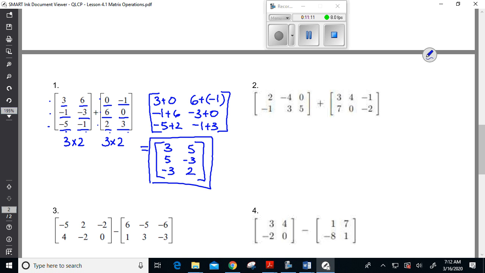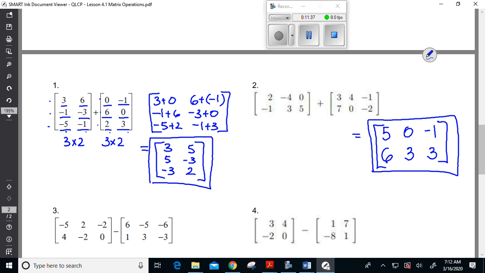For problem number 2, you're doing the exact same thing, so I won't go through that one step by step, but I will tell you that the answer, if you choose to give yourself the additional practice, would be 5, 6, 0, 3, -1, and 3. So again, basic interpretation of numbers.